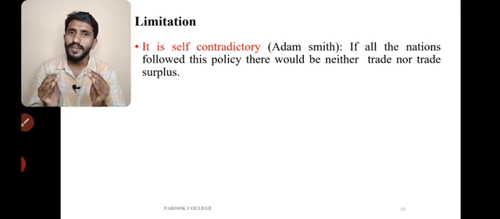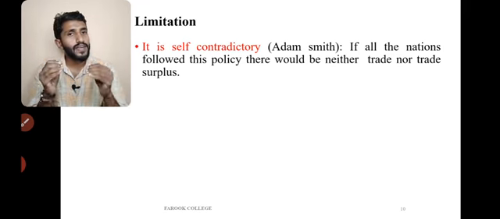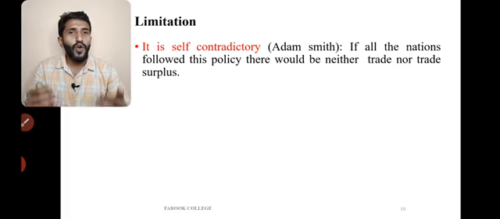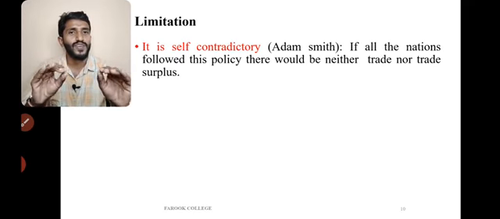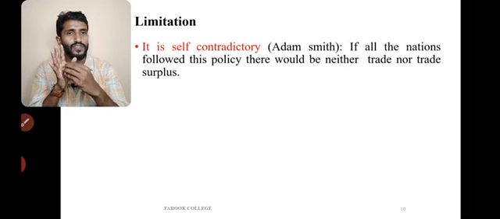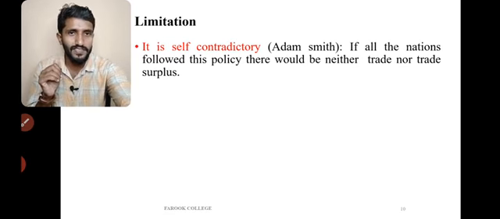What do we say? All the countries should export industrial products and import raw materials. If all the countries are trying for this, how is trade possible? All the countries are trying to export industrial products, but there is no one who imports them, so how is trade possible? And every country wants to import raw materials, but there is no country trying to export them. So it's self-contradictory. If all the countries follow these two rules, there won't be trade and not even a trade surplus. This was the idea of Adam Smith.